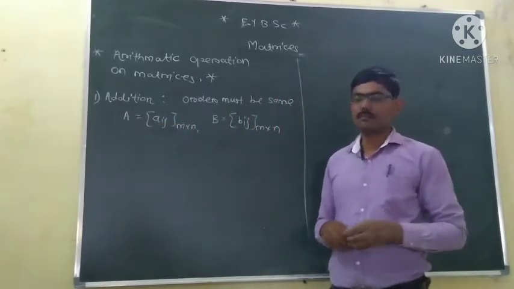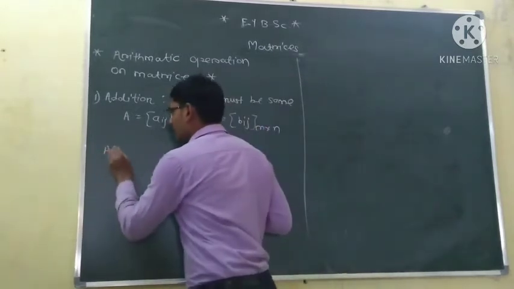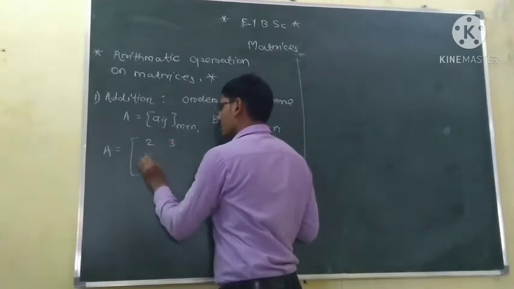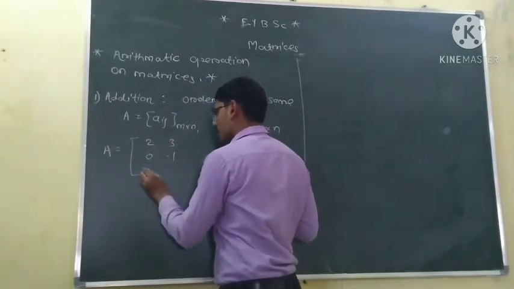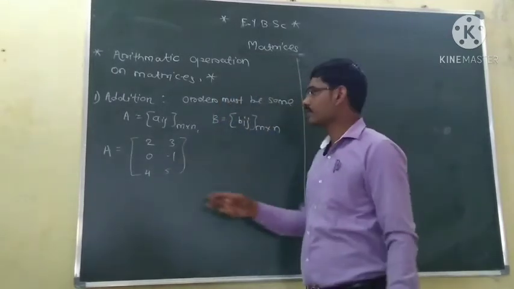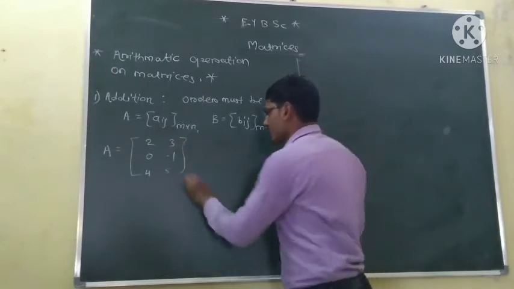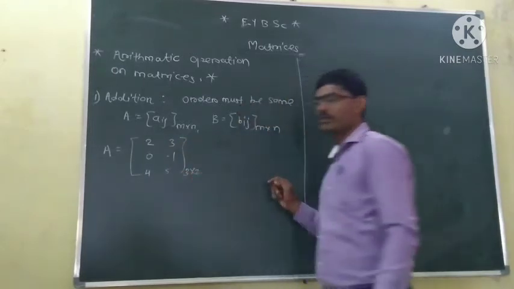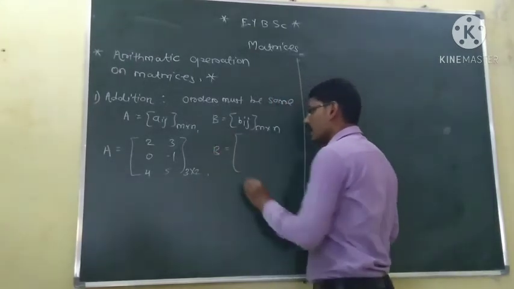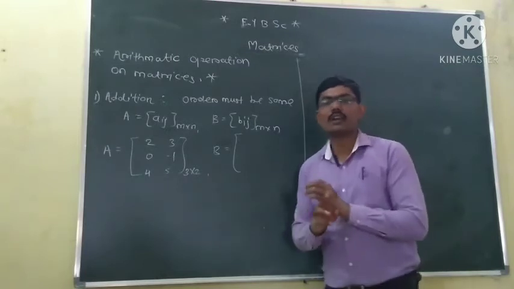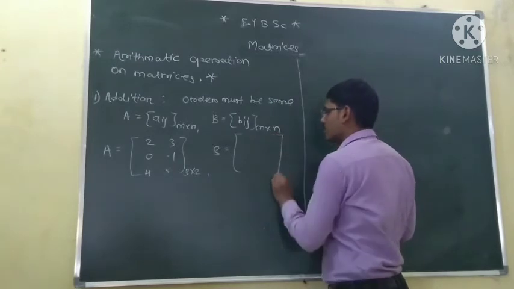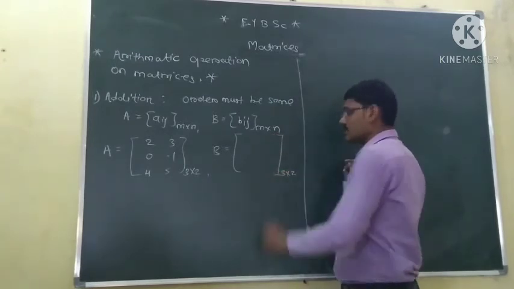So we'll directly take an example. Suppose you have taken the matrix 2, 3, 0, minus 1 and 4, 5. What is the order of the matrix? There are 3 rows, 2 columns. So matrix of order 3 by 2. Now for addition, we must take a matrix which is also of order 3 by 2. Otherwise, we cannot do the addition of those two matrices. So we will take again matrix B of the same order, say 3 by 2.